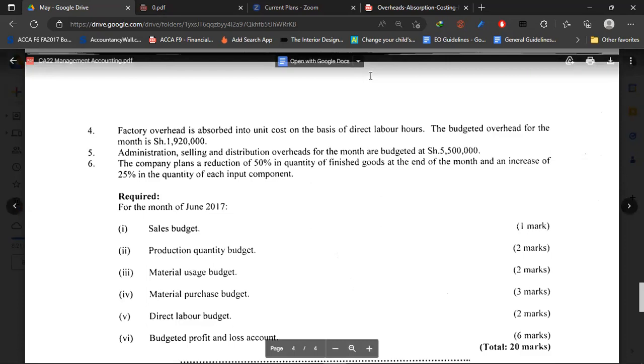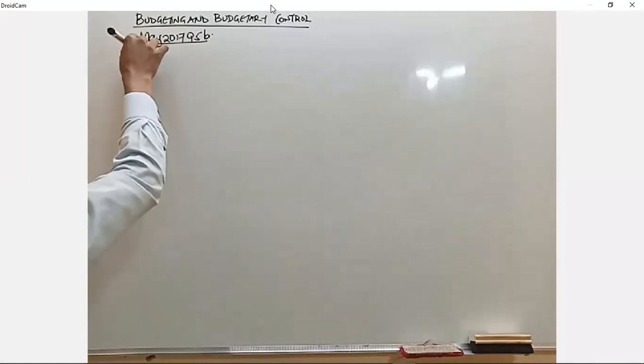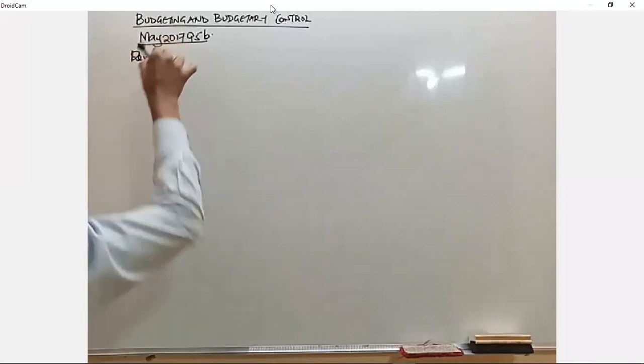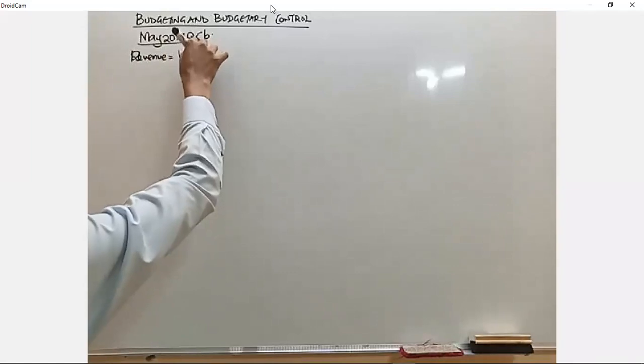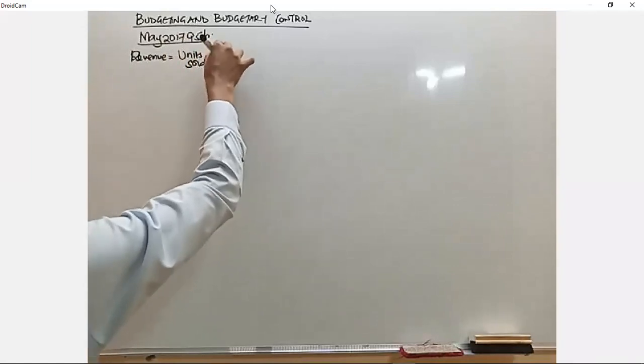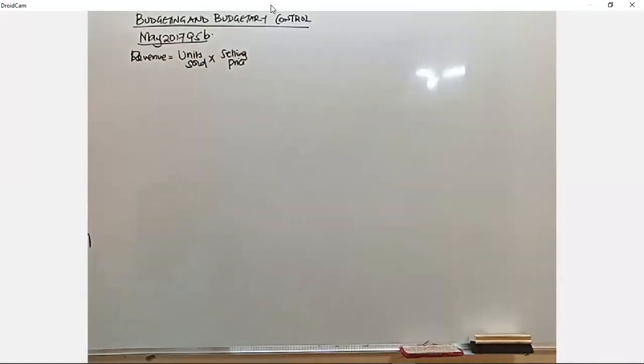Now, when we start with the sales budget, it's not something that is hard. This is what we are supposed to be doing when we are discussing the sales budget. So how am I going to be doing this? It is very simple. To get our revenue, what am I supposed to be getting? Let us look at the projected units sold. Units sold. Then we multiply by the selling price. So how much is the units sold?